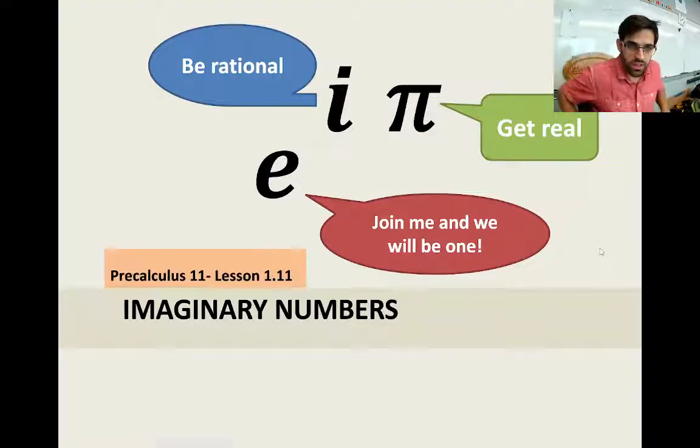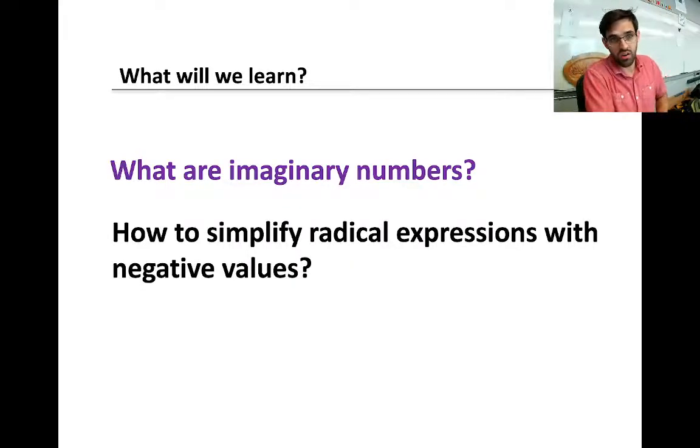Alright, this is lesson 1.11 for our Pre-Calc 11 class. Unit 1 is called Radicals and Rational Exponents. Lesson 11 is called Imaginary Numbers. What we're going to learn in this lesson are what are imaginary numbers and how do we simplify radical expressions with negative values, which kind of gives away the first target.